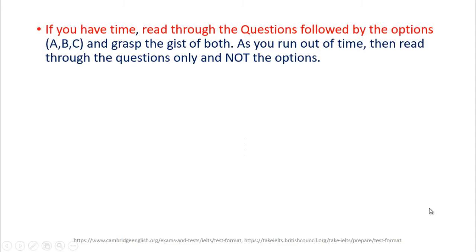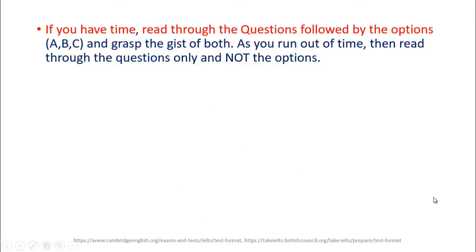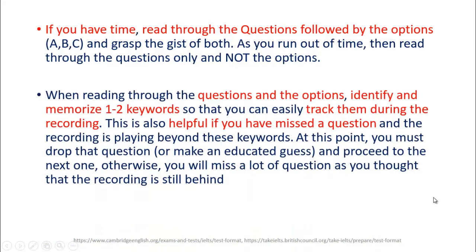If you have time, you can read through the questions followed by the options and grasp the gist of both. As you run out of time, then read through the questions only and leave the options behind. You can read the options later on along with the recording. When you are reading through the questions and the options, you must identify and memorize 1 to 2 keywords so that you can easily track them during the recording.